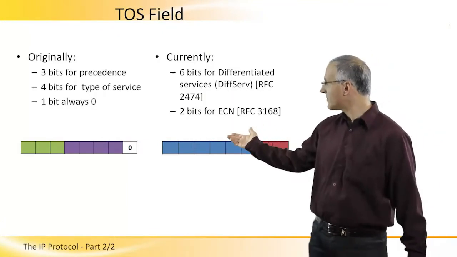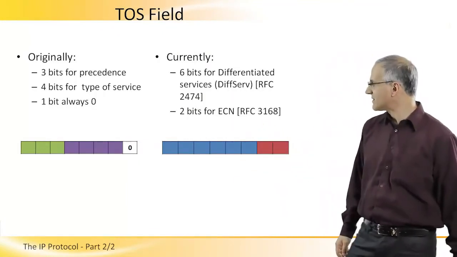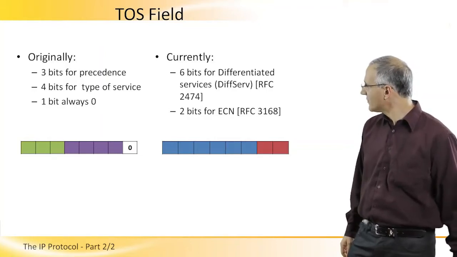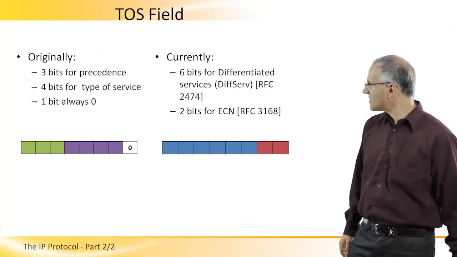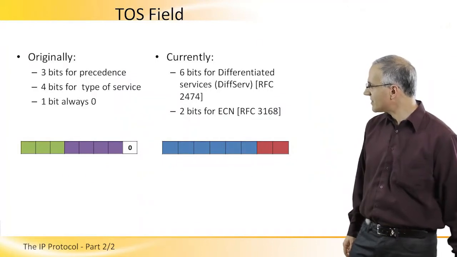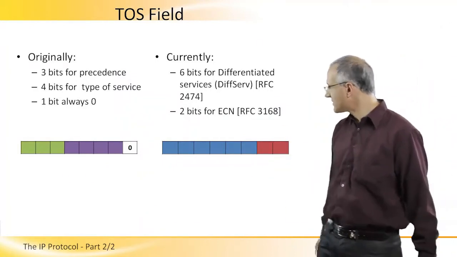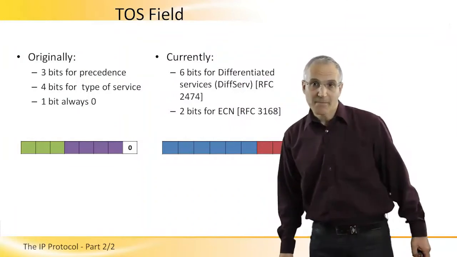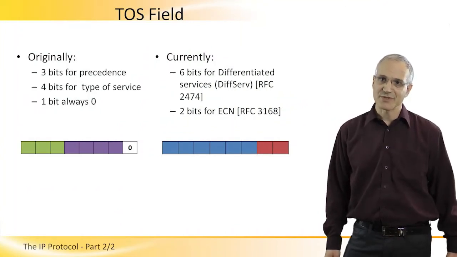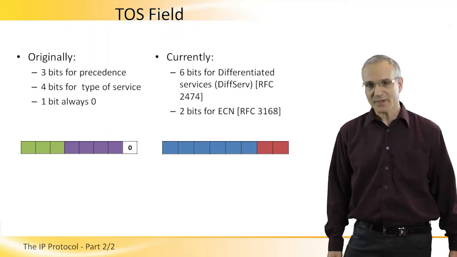There are 6 bits for differentiated service, diffserv, as appeared in RFC 2474, and then the 2 additional bits are for ECN, explicit congestion notification, as appeared in RFC 3168. However, we cannot trust this not to be changed in the future, especially the 6 bits for the diffserv that are defined.